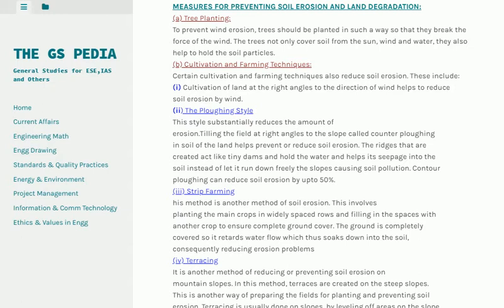3. Strip farming. This is another method of reducing soil erosion. This involves planting the main crops in widely spaced rows and filling in the spaces with another crop to ensure complete ground cover. The ground is completely covered so it retards water flow, which thus soaks down into the soil, consequently reducing erosion problems.